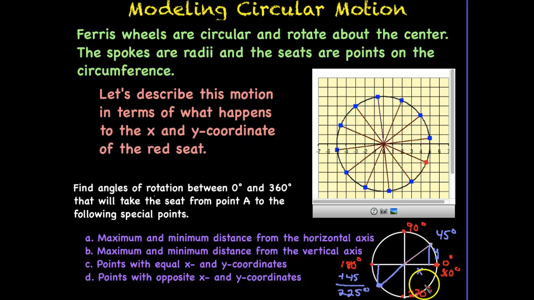Now what about quadrant 4? We wouldn't have one in quadrant 4 because while x is positive, we would have to drop down for y and that would be negative. So those would not be equal.